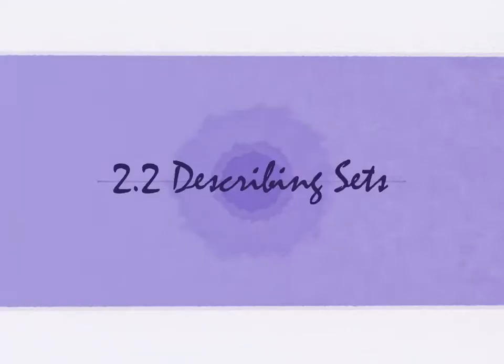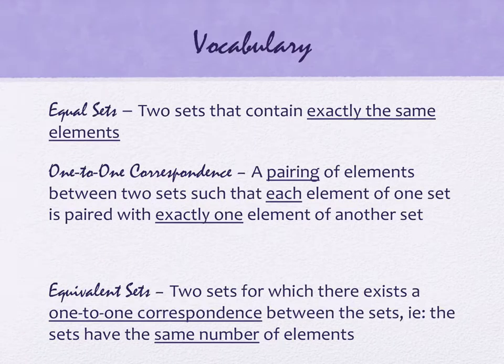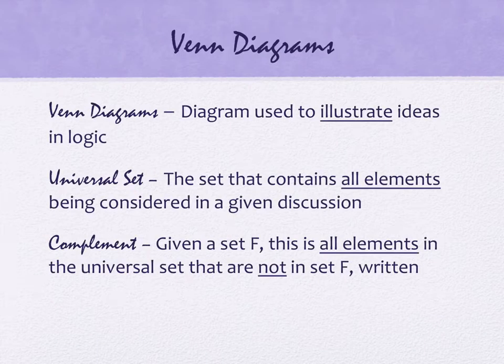All right, section 2.2 we started last time. We looked at some information about sets and counting objects inside of sets. That's actually where we left off, was with what we called cardinal numbers. Cardinal numbers are simply the number of items in a set. So we had left off on taking a look at what were called Venn diagrams. Venn diagrams are diagrams that are used to illustrate ideas in logic.